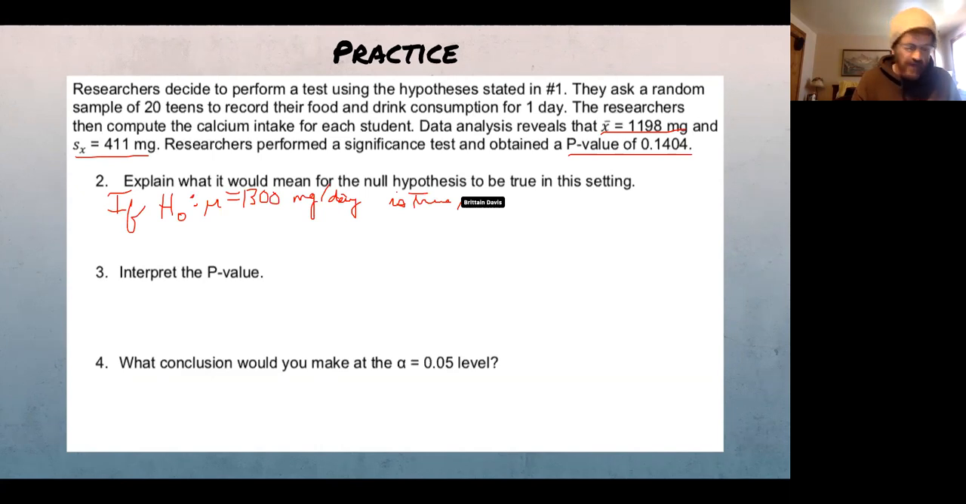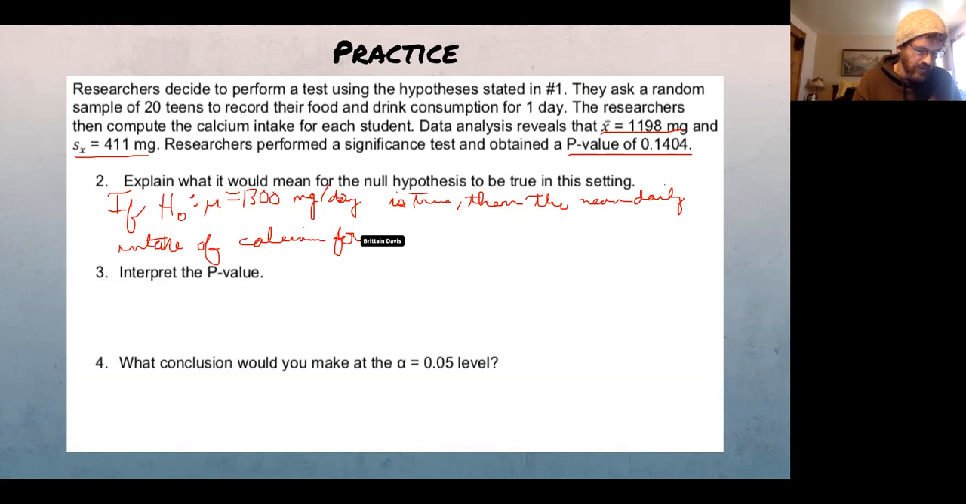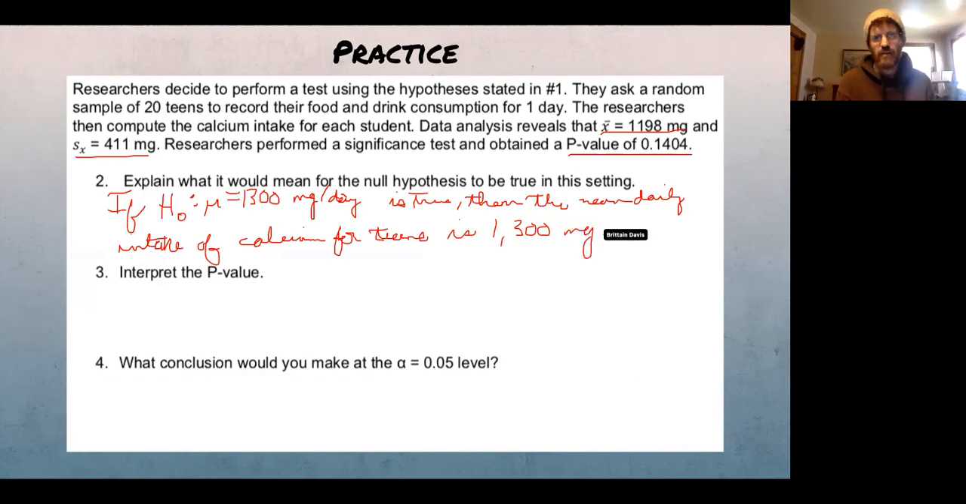then we would say that the mean daily intake of calcium for teens is 1,300 milligrams. So it's kind of restating the null hypothesis just in everyday language.